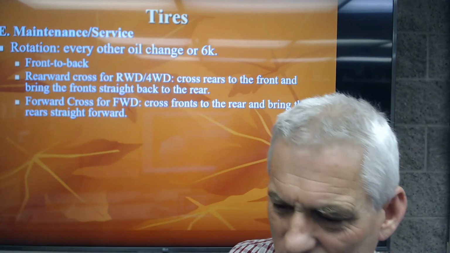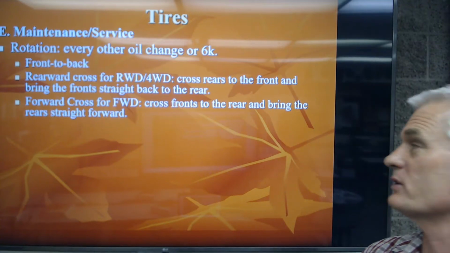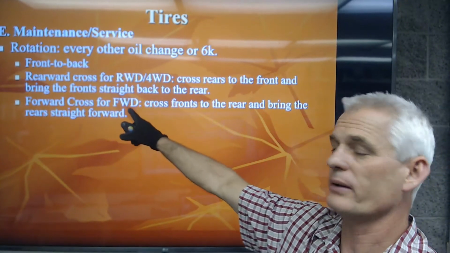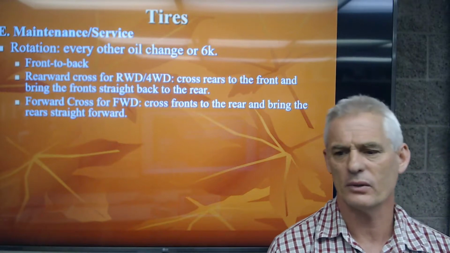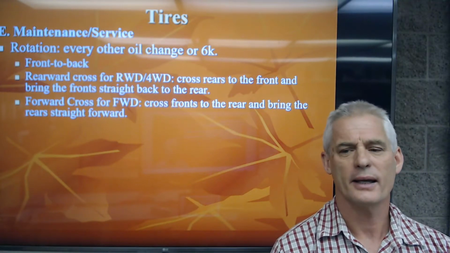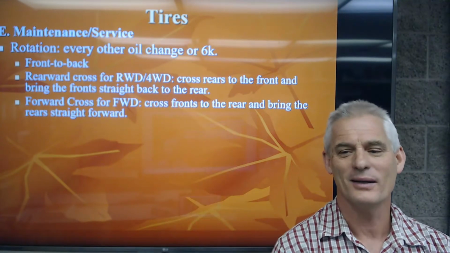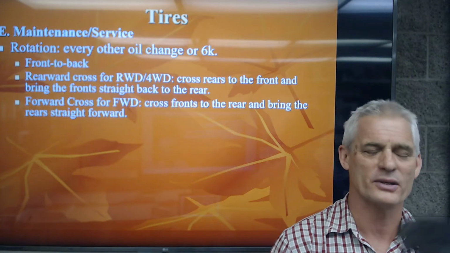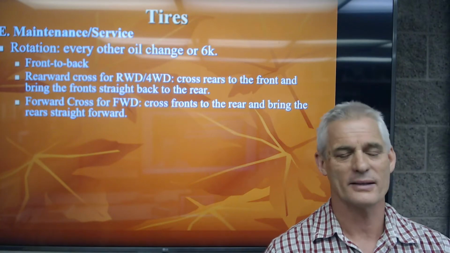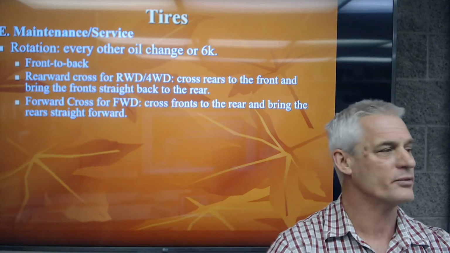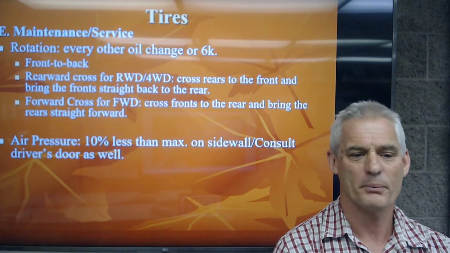Okay, so two different ways of rotating tires depending on whether it's rear wheel and four wheel or whether it's front wheel. And again, directional tires got to stay on the same side of the car. And if you have bigger tires on the rear than on the front, then the smaller ones got to stay up front and the bigger ones can go out back.